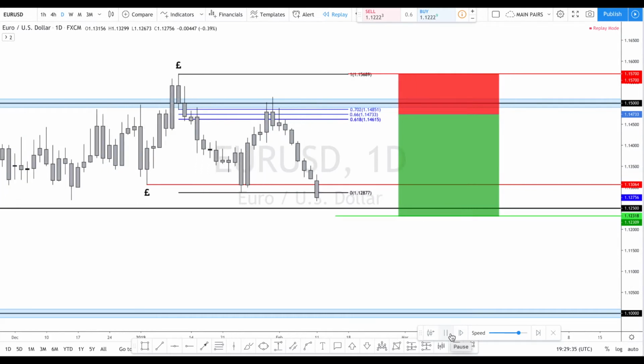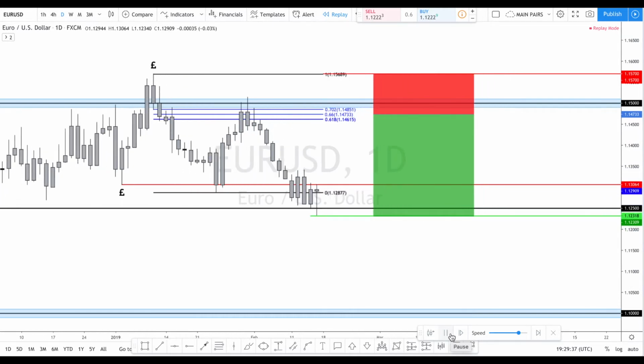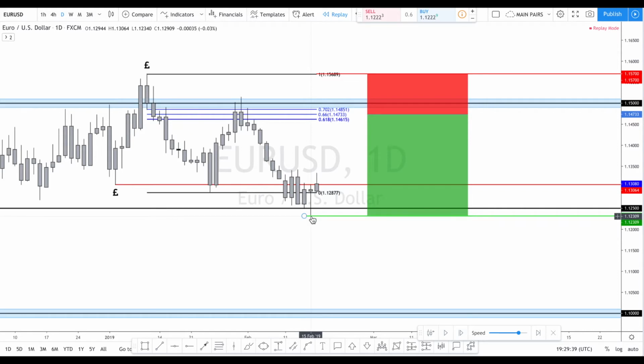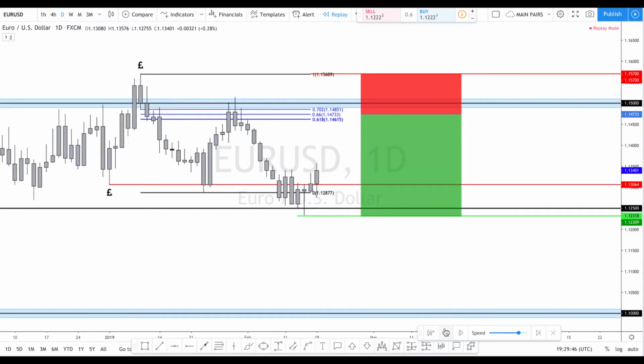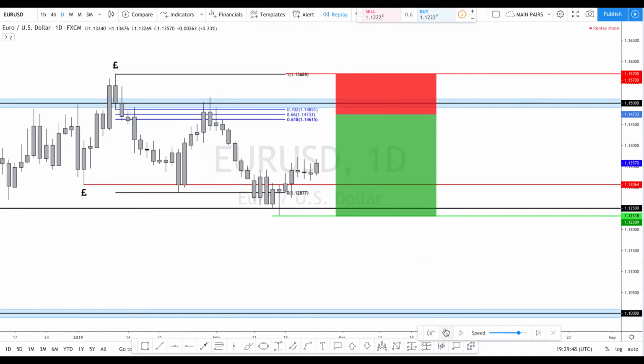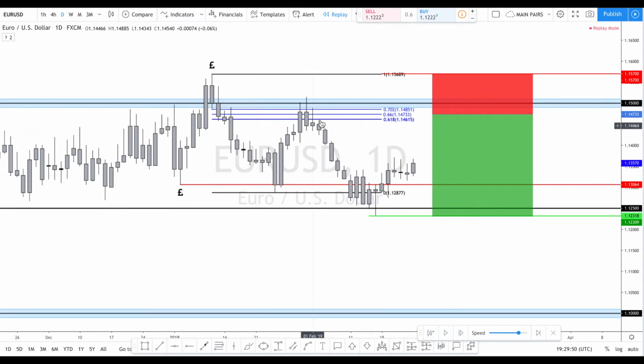So we sell off, we sell off, we sell off. We had a little bounce. We've now hit that area. So look, immediately as we hit 1.123, what does price do? Price now starts to reverse back up. So now let's take a look at our targets.